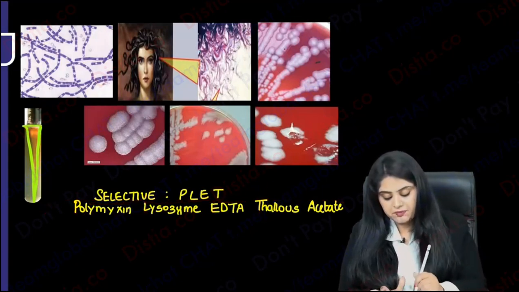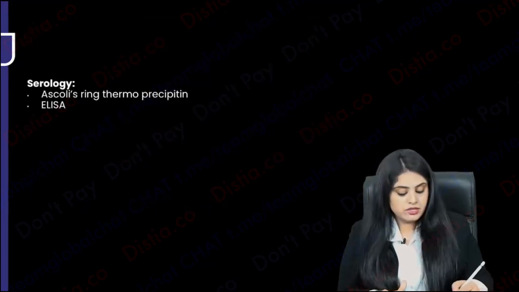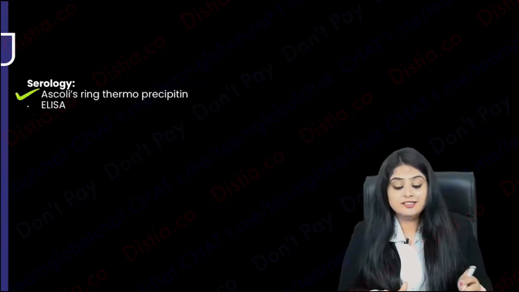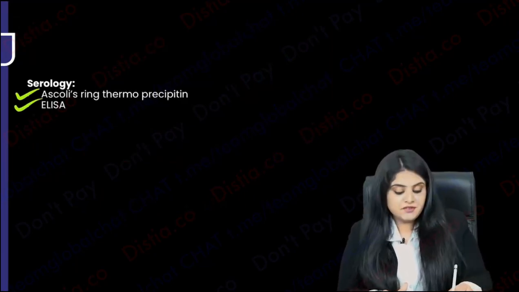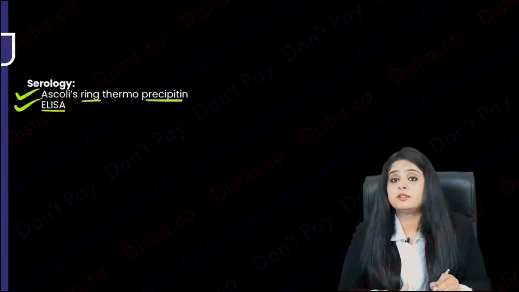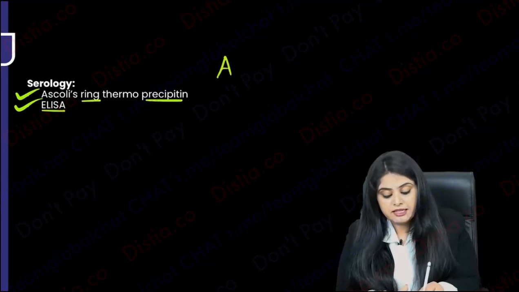The story is not over. Is there any immunology that you will do? Yes, for antibodies you will do the Ascoli's thermoprecipitin test, which no one does, and we have the ELISA, which everyone does. Yes, for serology, this was an old test, the thermo ring precipitation test. It's a simple way of learning that Ascoli's ring precipitation test.